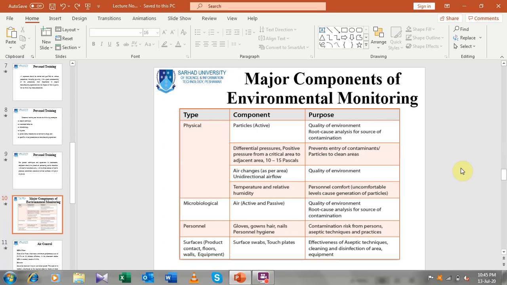After that, I have told you about the major components of the environmental monitoring and the different types, including the physical, microbiological, and personal, as well as the surfaces. And the surfaces include product contacts, floors, walls, and equipment. I have told you about the components and the purpose of these major components and the different types of the components of the environmental monitoring.